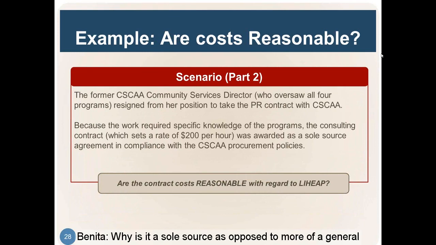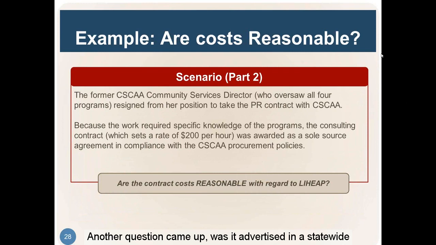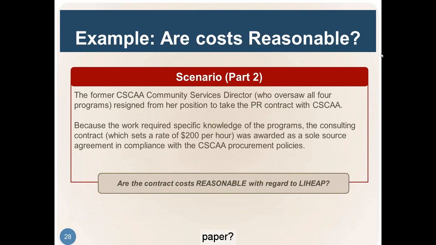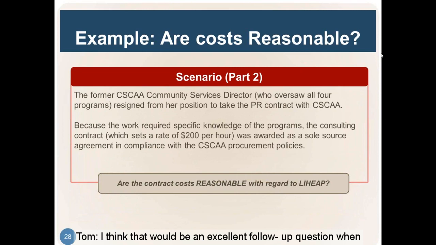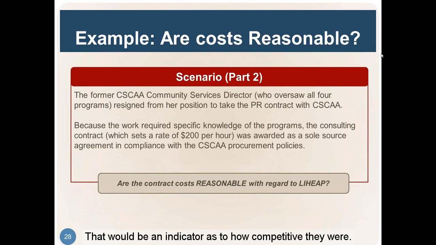And why is it a sole source as opposed to a more general procurement? I guess another question that came up was, was it advertised in a statewide paper? Again, why is it not more open? I think that would be an excellent follow-up question when you're looking into this, because that would be an indicator of how competitive they were.